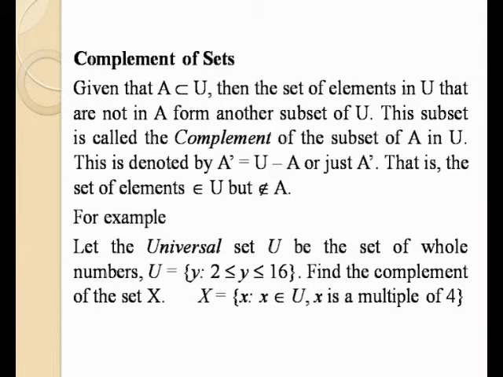...as the superset, which is equal to U minus A, or just A complement. This is the set of elements that belongs to U but does not belong to A. For example, let the universal set U be the set of all numbers, that is U is equal to Y, such that 2 is less than or equal to Y, and Y is less than or equal to 16. Find the complement of the set X when X is equal to small letter x, such that x is a member of U and x is a multiple of 4.